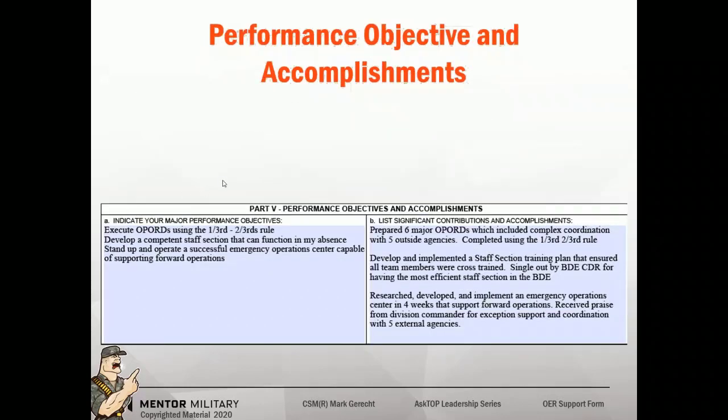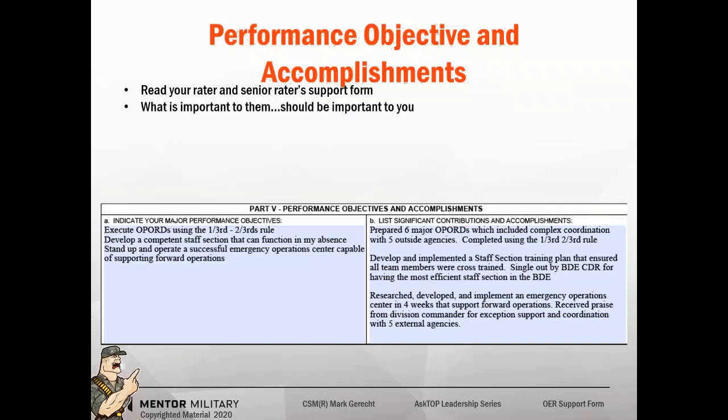Now let's look at performance objectives and accomplishments. Read your rater and senior rater support form. This is where you get the broad general guidance that you have to dissect and translate into specific objectives so that you can clearly delineate accomplishments and contributions.